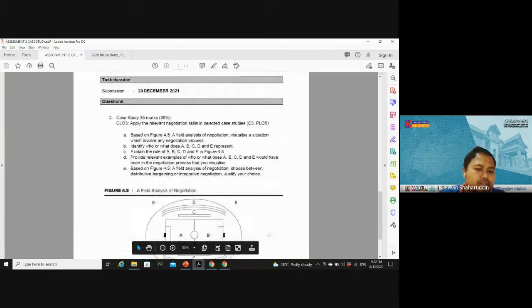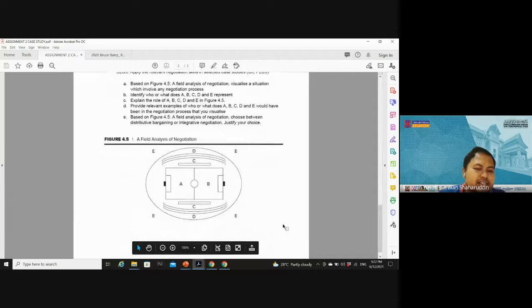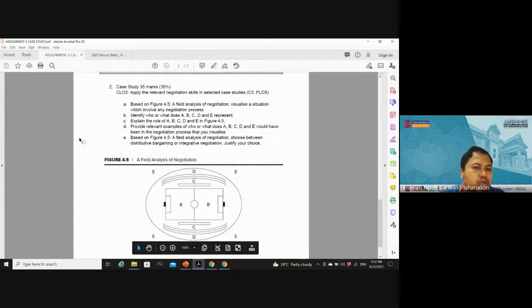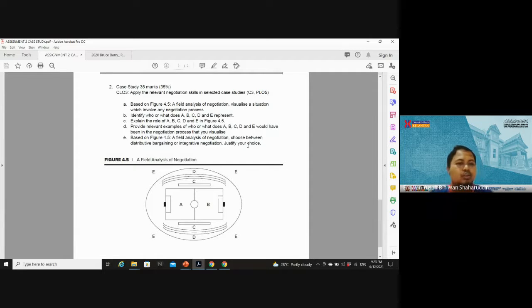Based on this particular field analysis of negotiation, you need to apply relevant negotiation skills in the selected case study. So based on figure 4.5, which is a field analysis of negotiation, visualize a situation which involves any negotiation process. You can come up with any kind of negotiation situation. It can be your own experience, for example, or you can just make it up out of nothing.